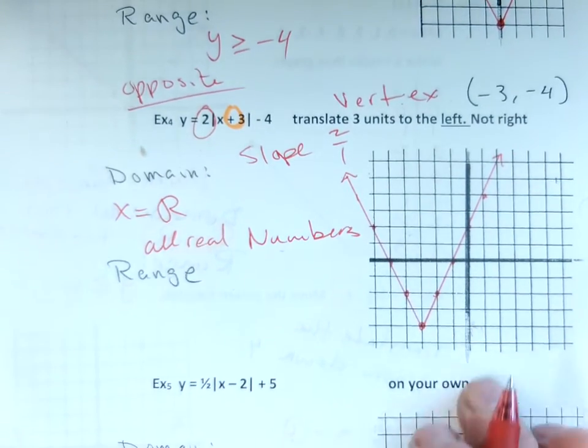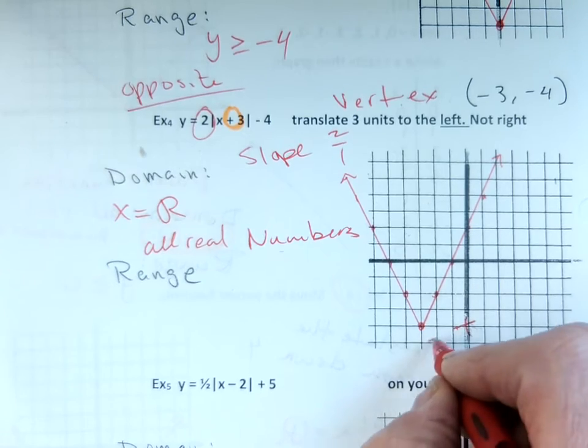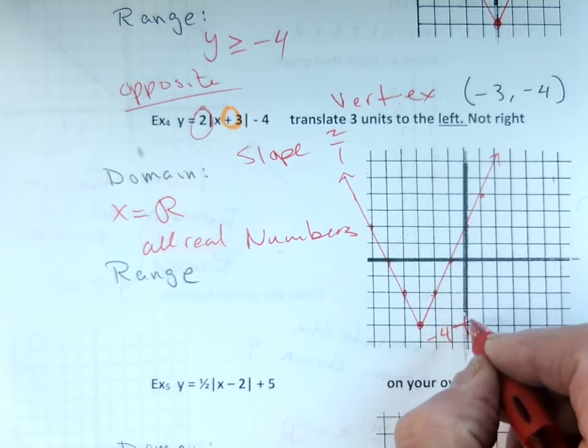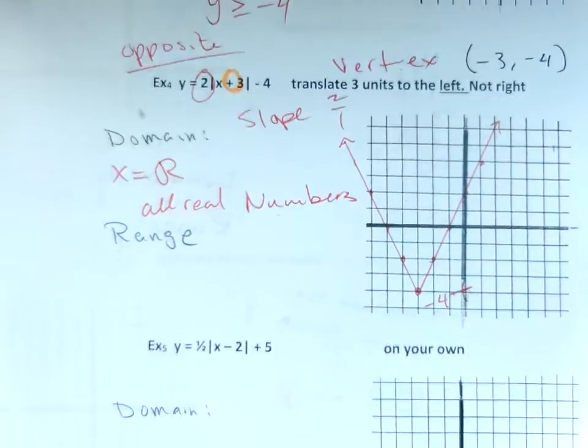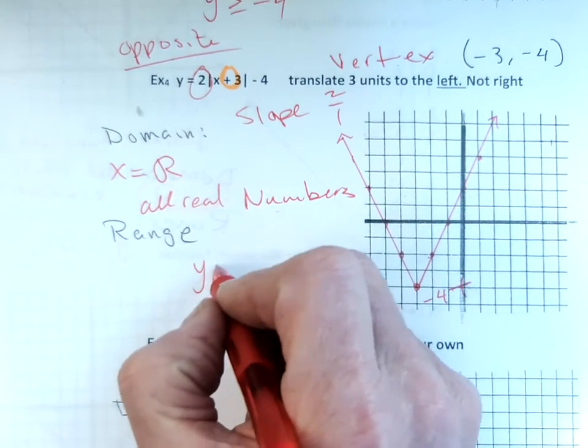Okay. Range. Reach for your range. So it's very lowest point. What's the very lowest point? Seems like the very lowest point is at -4, isn't it? 1, 2, 3, 4, yeah. Then it goes up. Arlo, what's the range? Y is greater than or equal to -4.